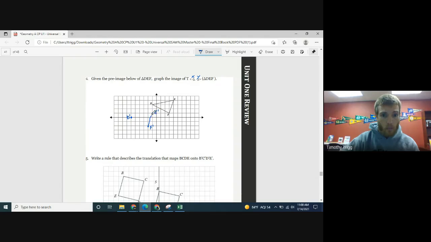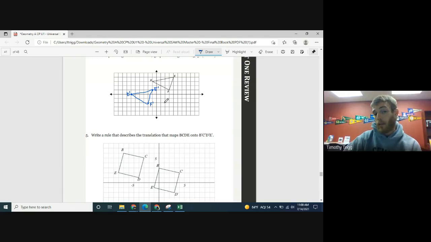We connect those points to create the image. So this is now triangle D prime, E prime, F prime, the image. I want to also point out that these two triangles are congruent, aren't they? Because translation is a type of rigid motion. So we just shifted it over. These two triangles, the image and pre-image, are congruent in this case.